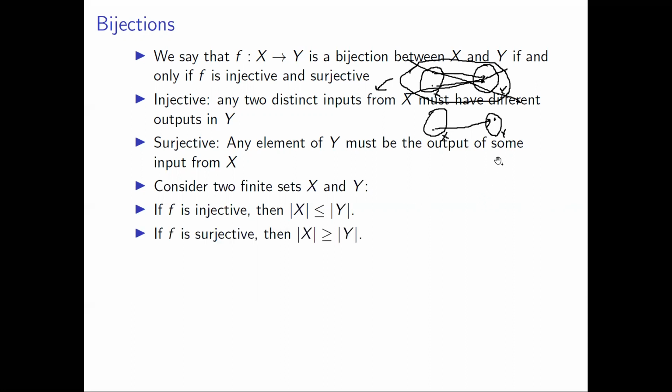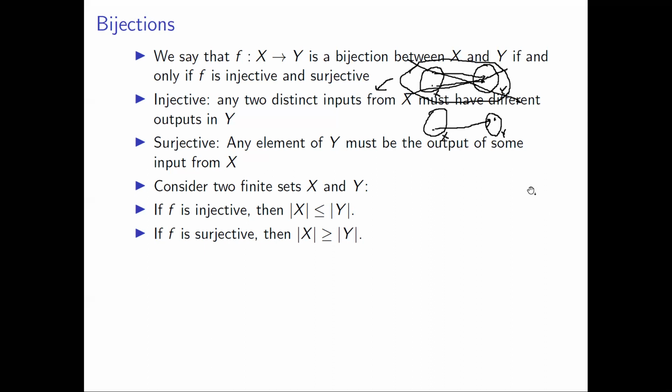On the other hand, if f is surjective, that tells us that for every element of y, there is some element of x which maps to that element of y. That means that the number of elements in x must be at least the number of elements in y. And it's possible that there are more elements in x than in y. And so this means that if f is surjective, then the cardinality of x is at least the cardinality of y.